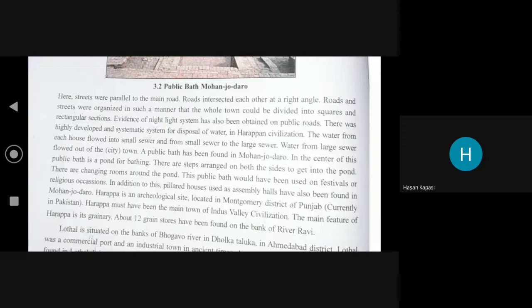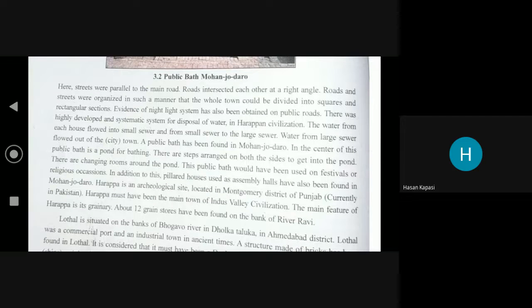Here, streets were parallel to the main road. Roads intersected each other at a right angle. Roads and streets were organized in such a manner that the whole town could be divided into squares and rectangular sections. Evidence of night light system has also been obtained on public roads. There was a highly developed and systematic system for disposal of water. In Harappan civilization, the water from each house flowed into a small sewer, and from the small sewer to the large sewer, and water from the large sewer flowed out of the town. A public bath has been found in Mohenjo-daro.